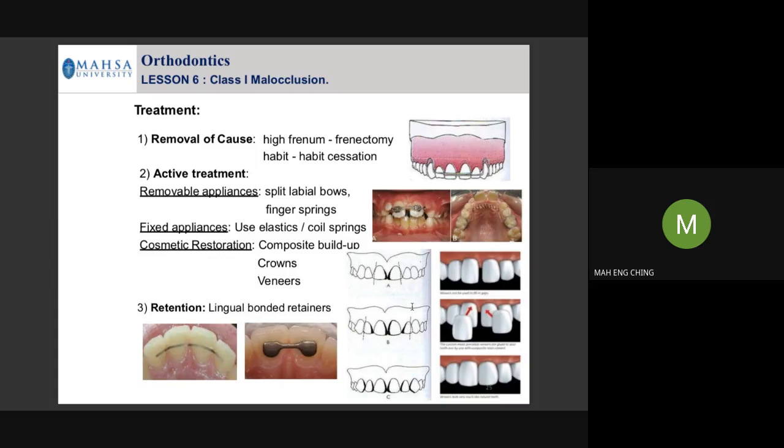Okay, malocclusions. The most difficult part of braces is the retention. When it comes to retention, there are so many choices. You can do removable or you can do a fixed retainer. A fixed retainer comes with a disadvantage: it will cause food impaction. So if you want to clean well, there's no point having this fixed retainer.